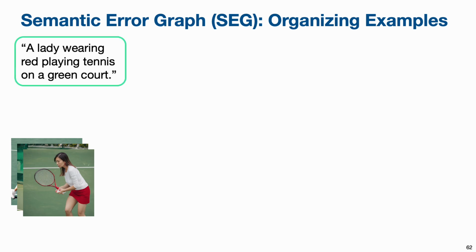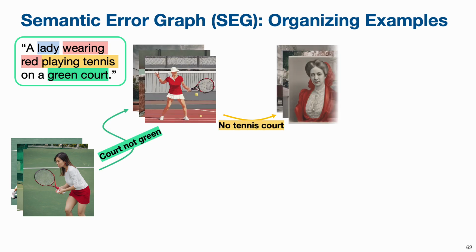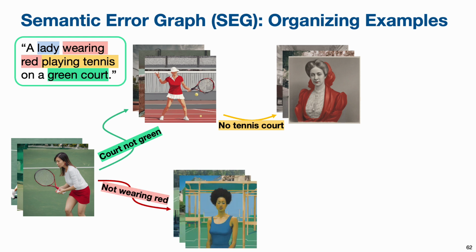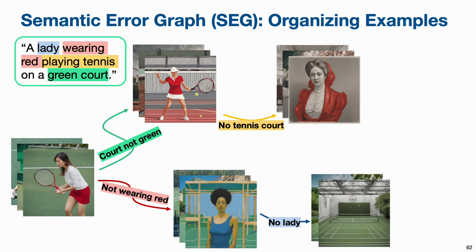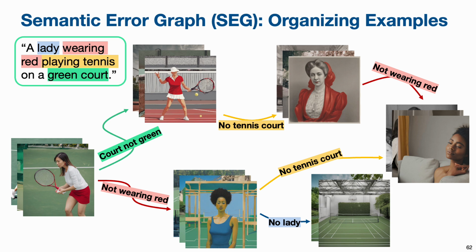Semantic error graphs are a way to organize many images relative to their input prompt. So here, if we ask for a lady wearing red playing tennis on a green court, we can generate a bunch of images and manually determine that they're all perfect. Then we can identify requirements in the prompt, similarly to how those VLM VQA metrics work, and determine counterfactual differences that could exist between the images relative to the prompt. This allows us to extend out a directed acyclic graph, which fully describes a hierarchy of different images containing different errors relative to the prompt, relative to each other.